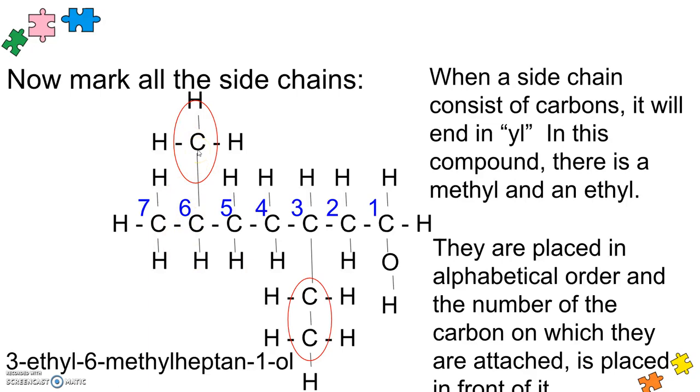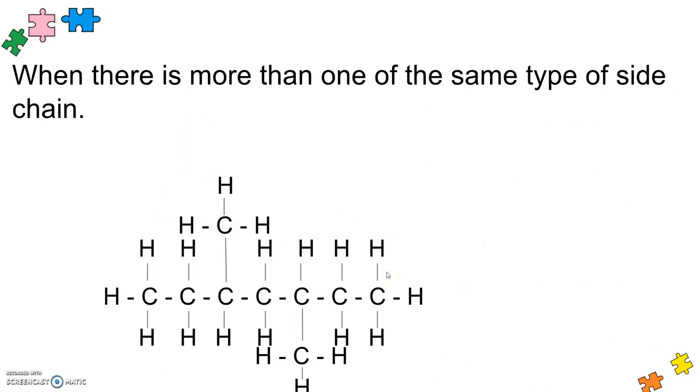So the complete name for this compound will be 3-ethyl, because E comes before M, 6-methyl, heptane showing me the 7, 1 showing me the position of the functional group, and -ol indicating the homologous series. When there's more than one type of side chain, I number it as follows.